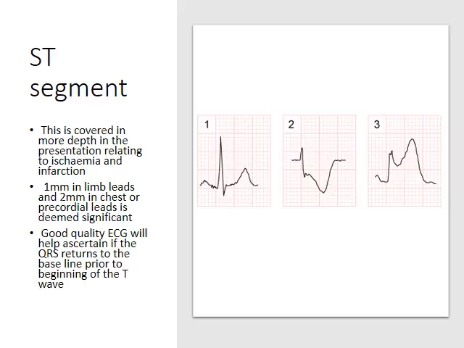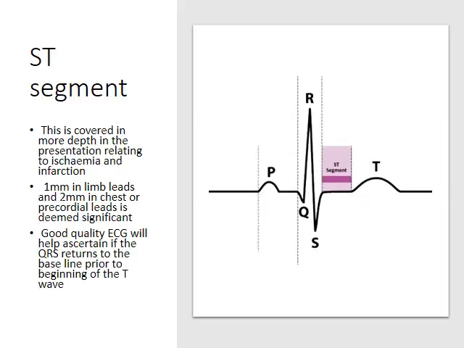Example 1 shows an ST segment that is neutral. Example 2 shows an ST segment that is depressed relative to the isoelectric line. Example 3 shows an ST segment that is elevated relative to the isoelectric line. Depending on which lead we are looking at will determine if we consider this ST elevation to be significant. 1 mm in a limb lead or 2 mm in a chest or precordial lead is deemed significant.